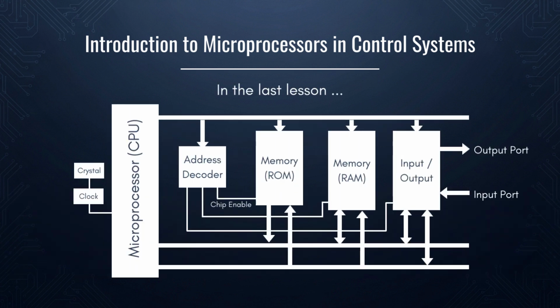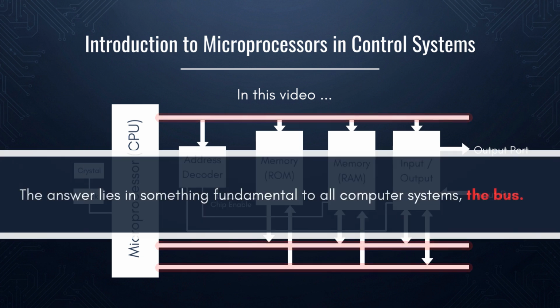In the last lesson, we explored the architecture of microprocessors and how the different sections like the CPU, memory, and I/O units are organized. In this video, we're going to take the next step and look at how these sections actually communicate with each other. The answer lies in something fundamental to all computer systems: the bus.